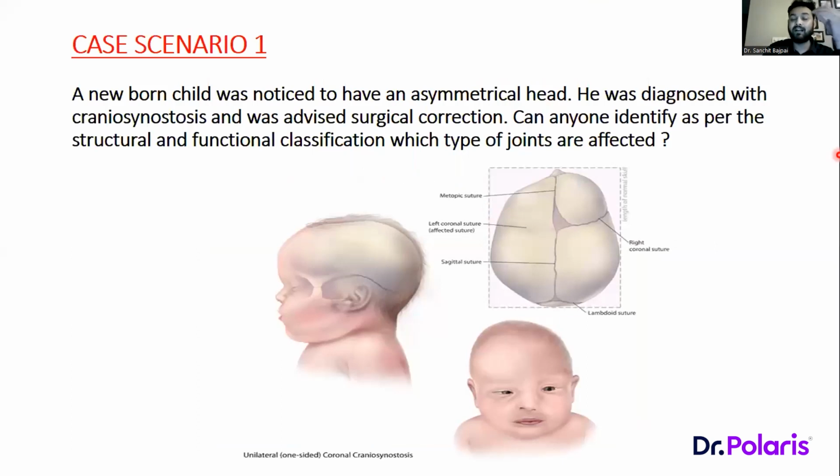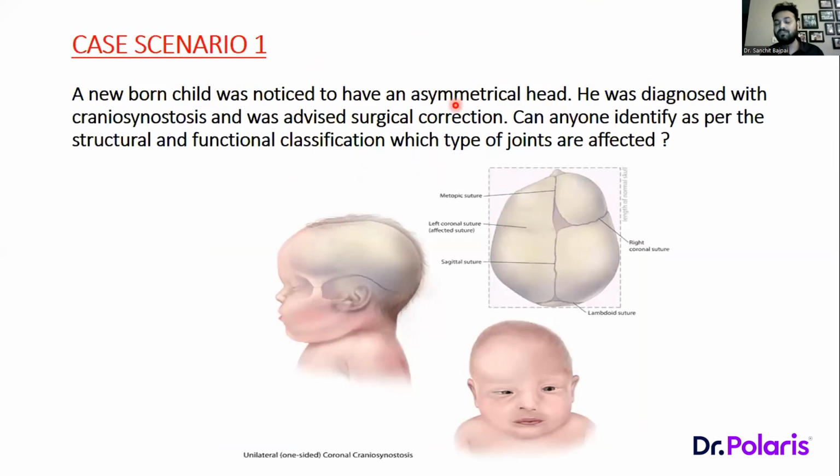This is why I'm trying to get that thought inside you. There are gone other days where we used to get these straightforward questions, but now you have to start thinking in clinical setups. So a newborn child was noticed to have an asymmetrical head. He was diagnosed with something called craniosynostosis.